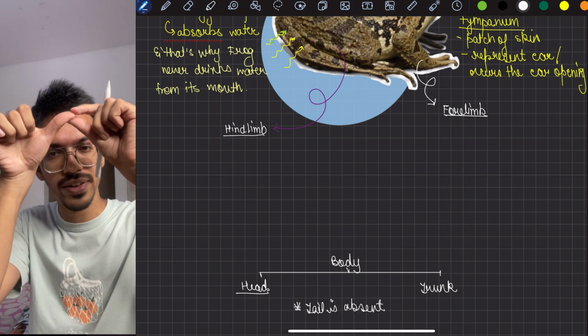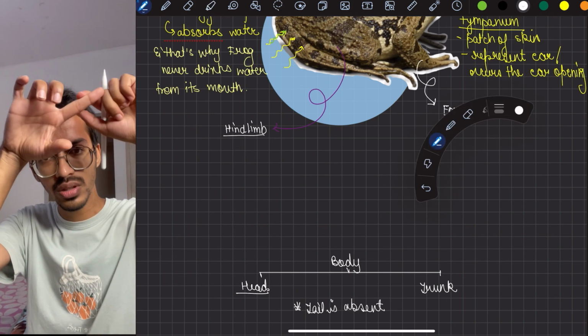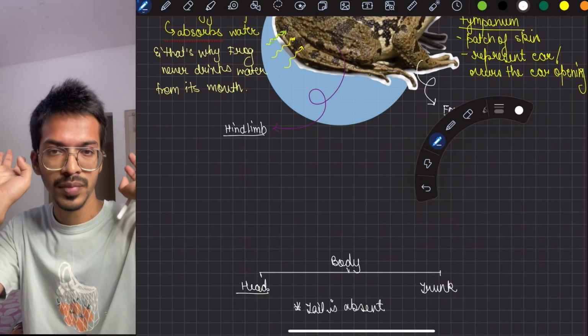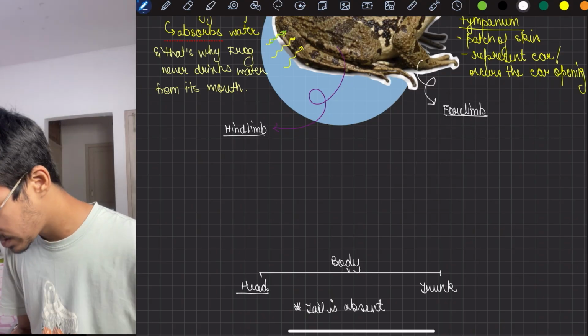These are the digits, phalanges, like 1, 2. It has 1, 2, 3. So 2, 3, 3, 3, 3. In my foot also it's like that. So the same thing we're going to be seeing over here.